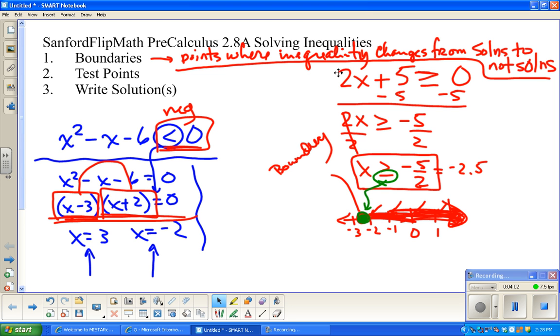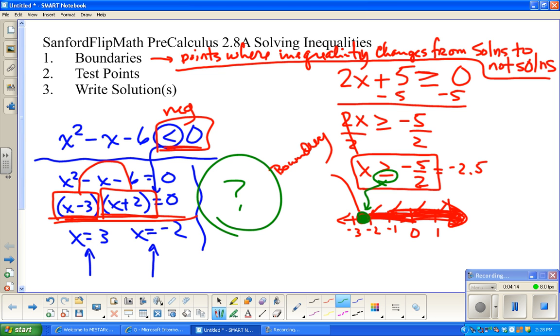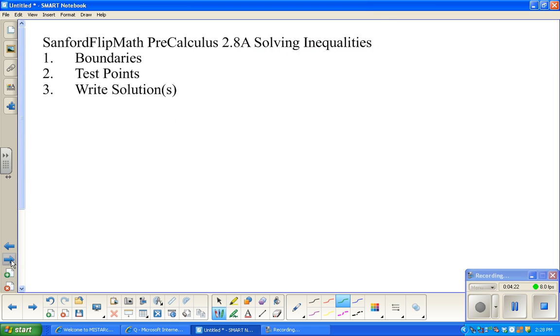You could just do test points on a number line and shade where it works, and that's typically what I do in an Algebra 2 class, but I'm looking for more information than that. So the question at this point is, now what? This is a more complicated inequality. Okay, so we're going to start over on this.